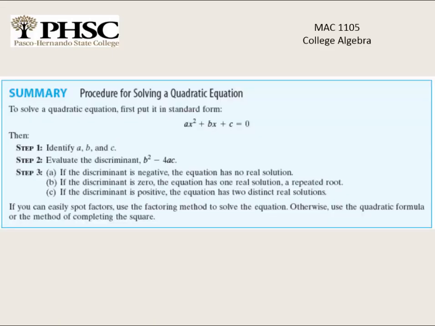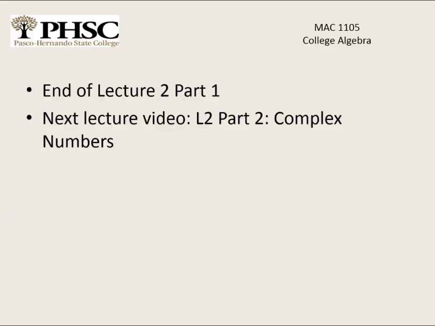I'm not going to go through each one of these because this is available to you, but the procedure for solving a quadratic equation is: identify a, b, and c, evaluate the discriminant, and then from there go on. So this is the end of part 1 for lecture 2. In the next lecture video, we're going to talk about complex numbers.